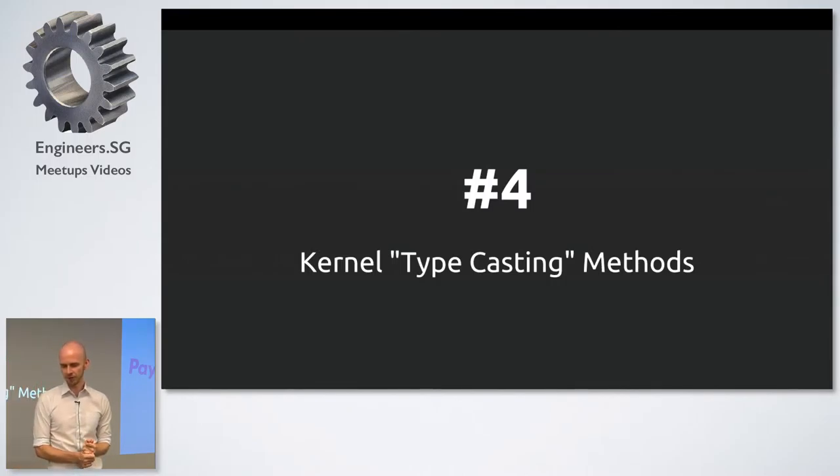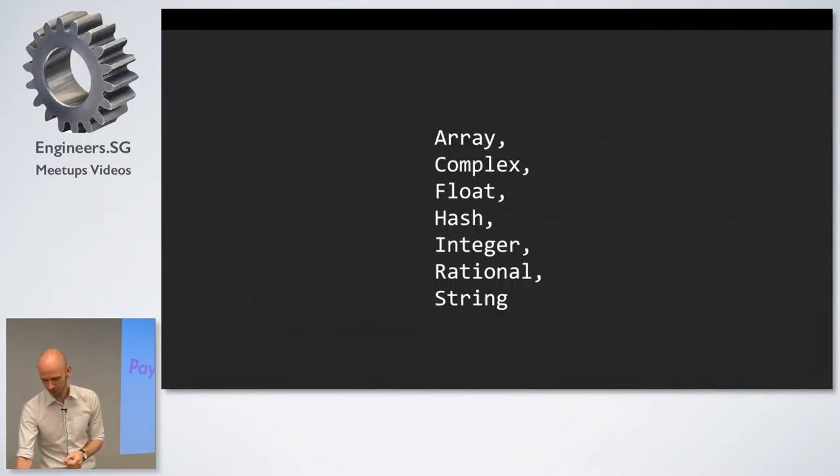Okay, fourth tip. The typecasting methods defined in Kernel. There are seven of them: Array, Complex, Float, Hash, Integer, Rational, and String. And now you might ask what's going on here, because these look like classes, and they are also classes. It turns out in Ruby, there's nothing preventing you from defining a class and a method with the same name. The only thing that will happen is you can't invoke your method without parentheses, because it will return you the class instead. But this can be quite useful.